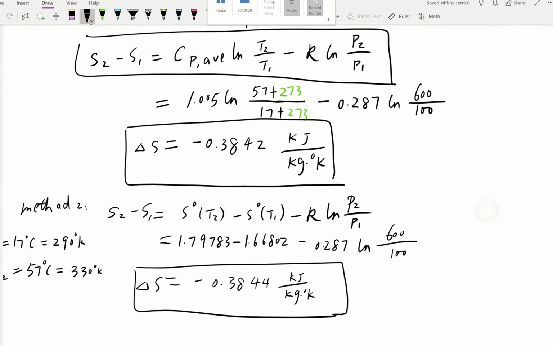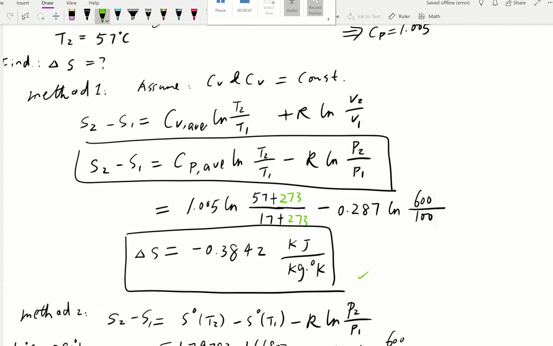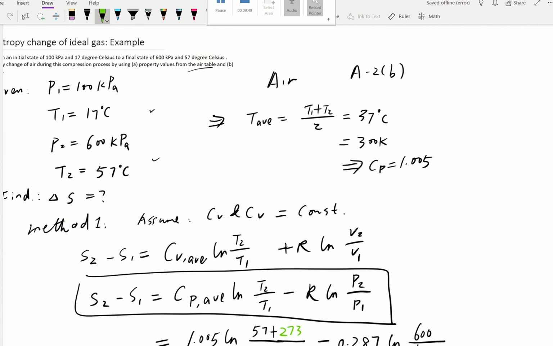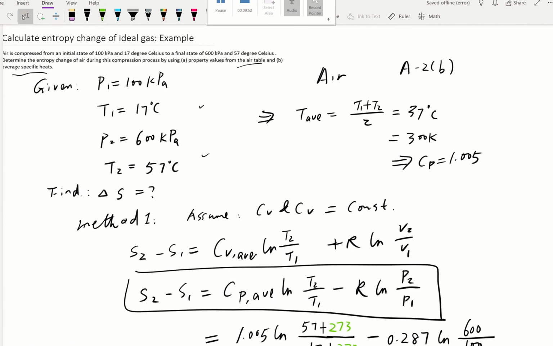Which one is more accurate compared to these two methods? This one is more accurate, right? Because in the other one we estimated using the average temperature specific heat. So that is the end of this example of how we calculate entropy change of ideal gas.